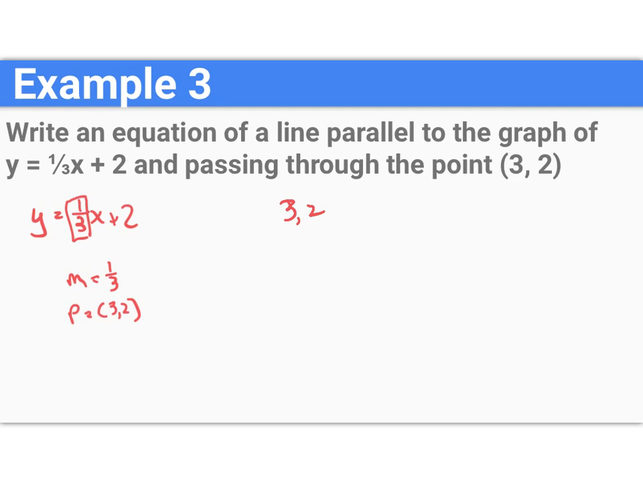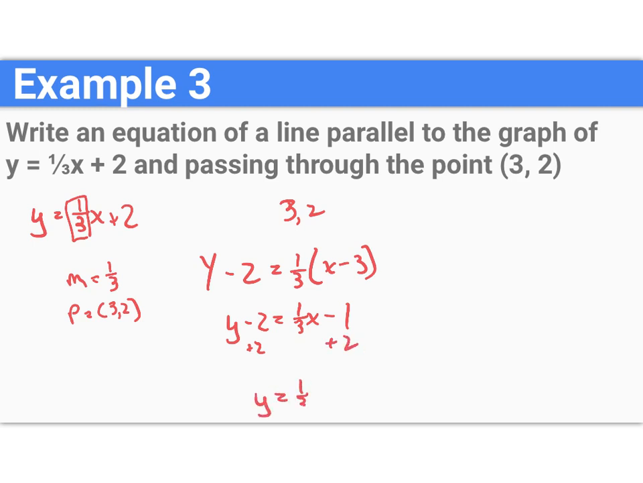Now we take our point slope form of a line, because we have a point and a slope. Y minus 2 equals 1/3 times x minus 3. Add 2 to both sides. Y equals 1/3 x plus 1. Same slope, different intercept.